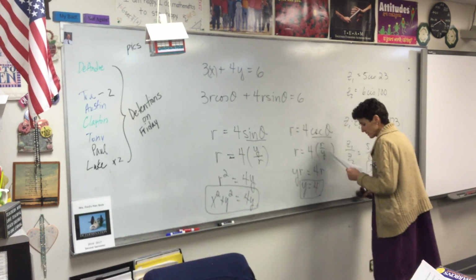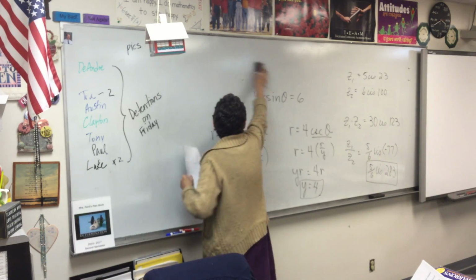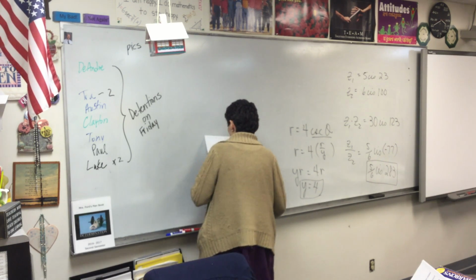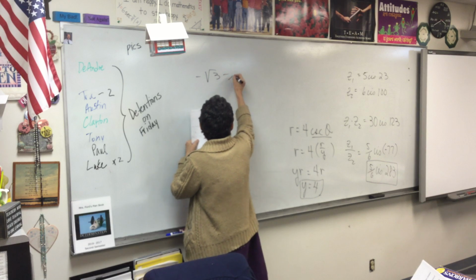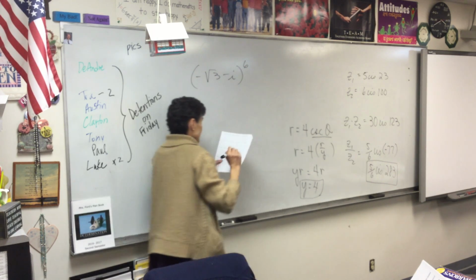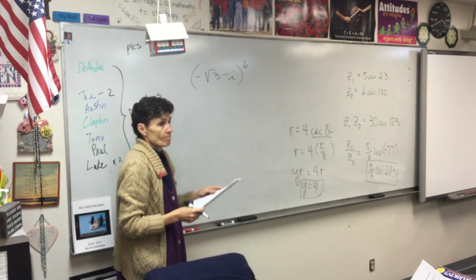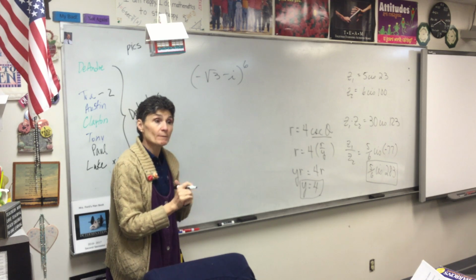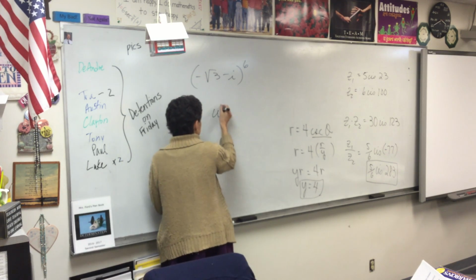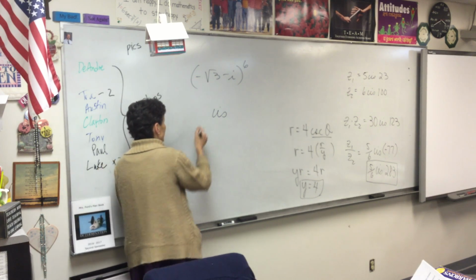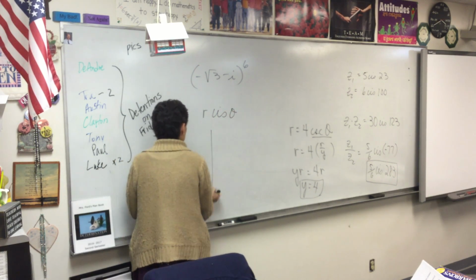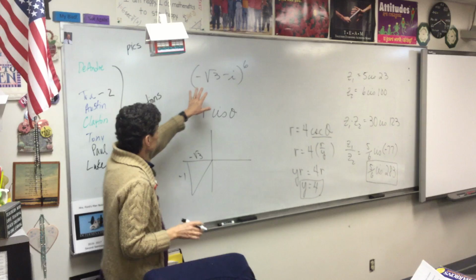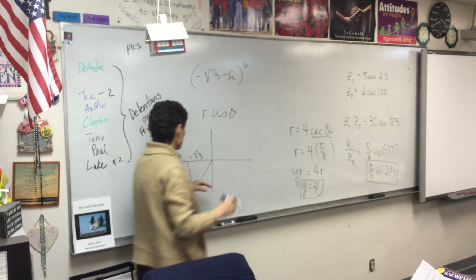All right, number 8. Okay, this is a big one. Okay, so negative root 3 minus i, and we're raising it to the 6th power. Okay, who remembers what we do to start? We draw a picture of it because we want to change this into CIS form. So we need an r and we need a theta. So we're going to draw a picture of it. So this is your x. There's like a negative 1 there. That's your y.